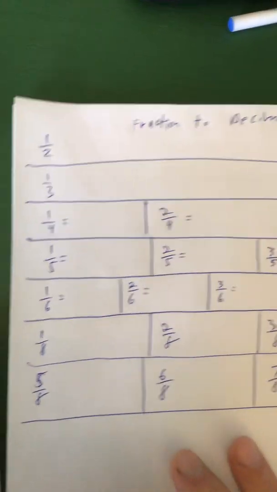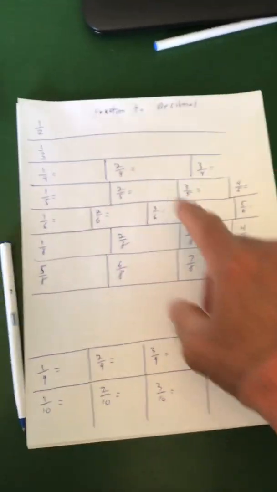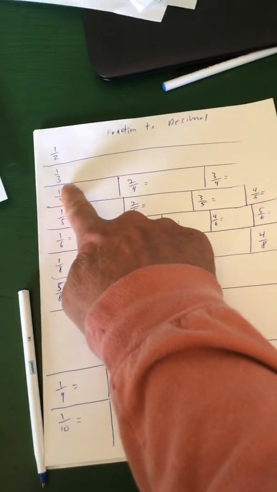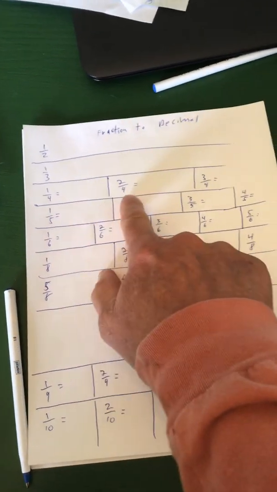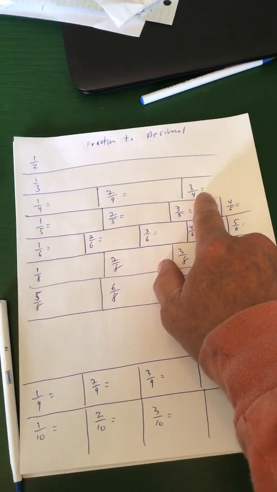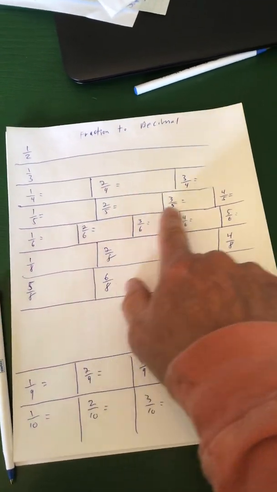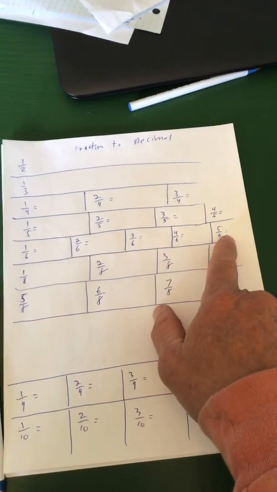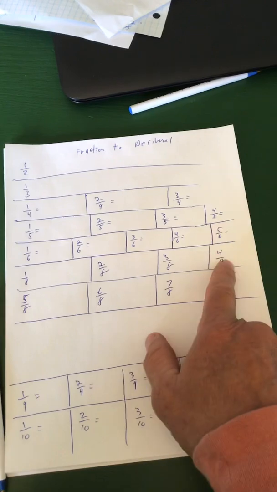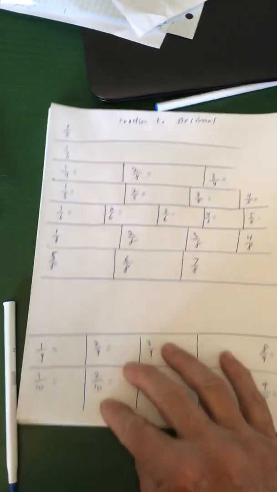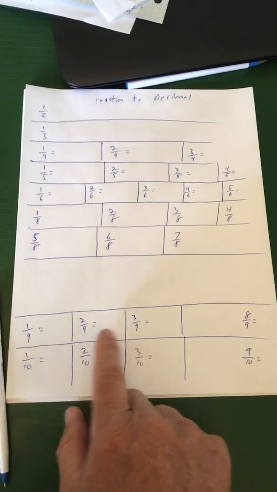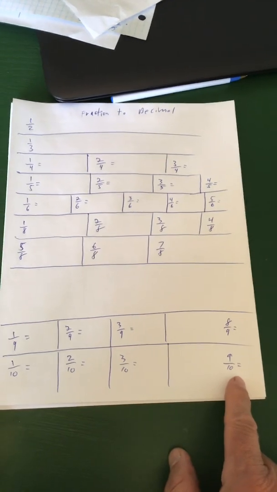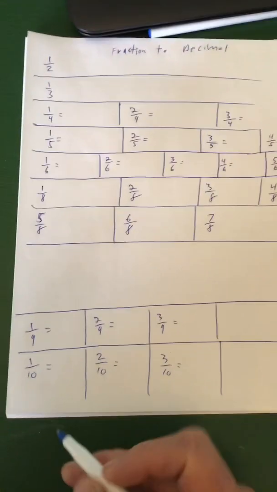So let's start off with a piece of paper with fractions and decimals. I did 1/2, then 1/3, and then 1/4 equals, and then 2/4 and 3/4. Then 1/5, 2/5, 3/5, 4/5. Then 1/6, 2/6, 3/6, 4/6, 5/6. Then 1/8 through 7/8. A blank at the bottom here, 1/9, 2/9, 3/9, 8/9, and 1/10, 2/10, 3/10, blank, 9/10. So let's start off with the easiest thing here, 1/10.